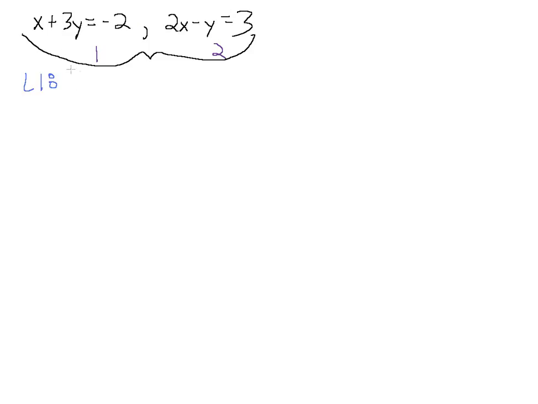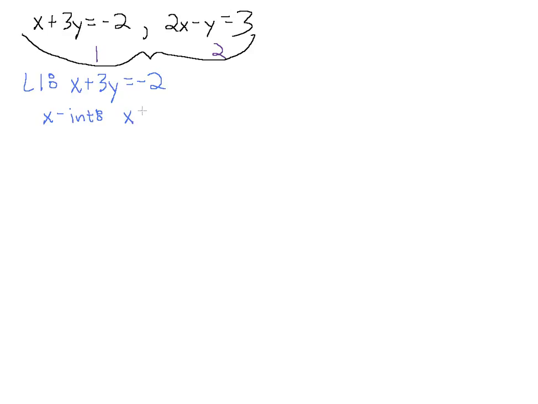So let's start with line 1. We have line 1 given by the equation x plus 3y equals minus 2. We want to find the x-intercept and the y-intercept of this line. So how do we do that? Recall that the x-intercept is where the line crosses the x-axis on the graph, in other words, where our value of y is 0. So let's plug in 0 for y and solve for x. That'll give us our x-intercept.